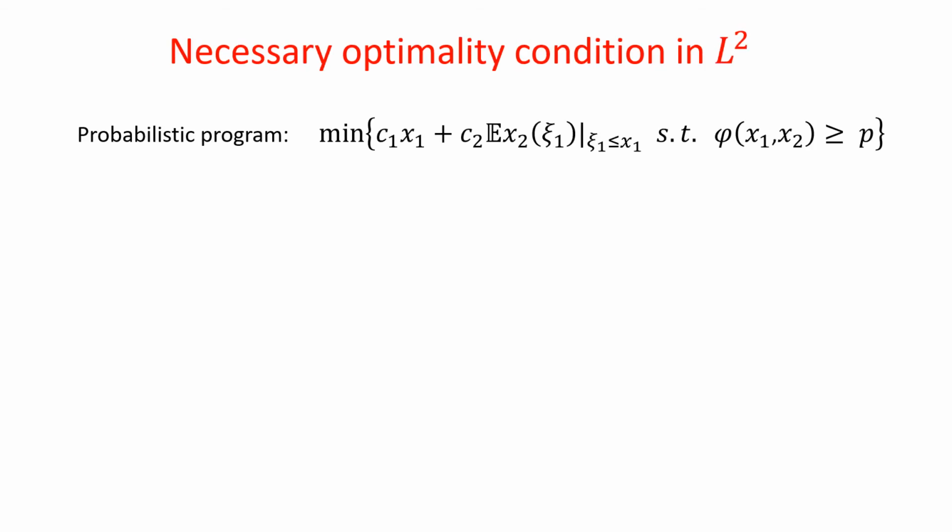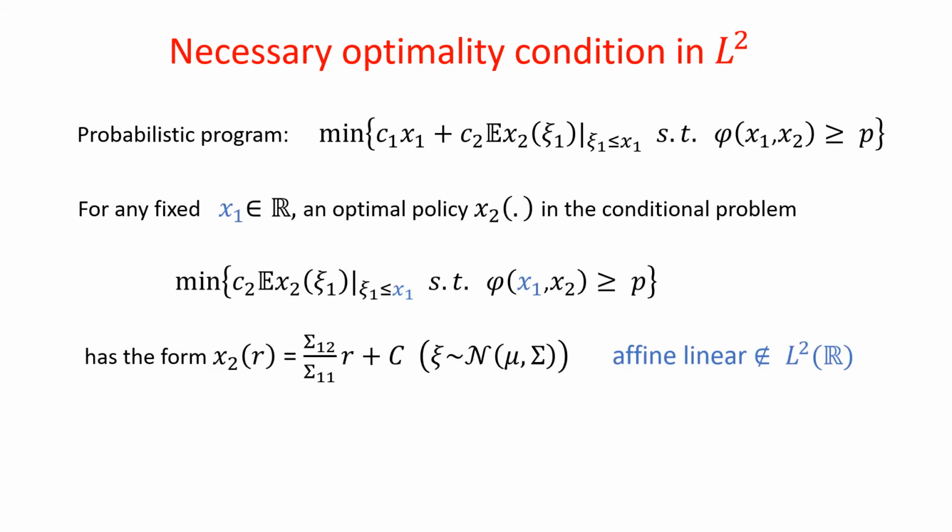Let us consider now a probabilistic program where we want to minimize the expected costs of decisions subject to the earlier introduced probabilistic constraint. We may look at this problem in an iterated fashion, where in an outer loop we minimize over the first stage decision x1, and in an inner loop, for any given first stage decision, we minimize over the second stage policy x2 in the accordingly conditioned optimization problem.